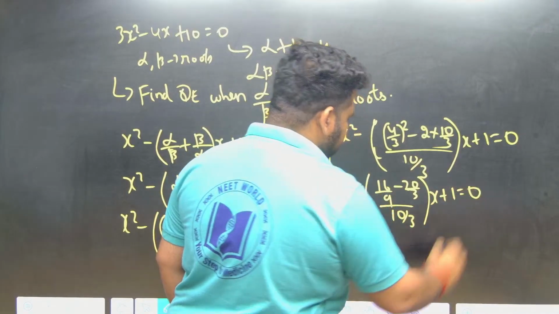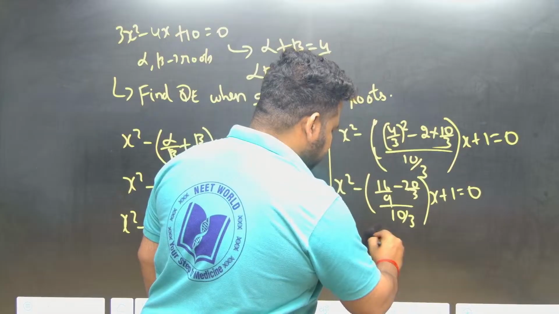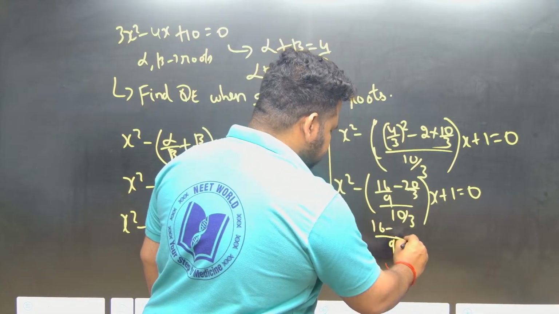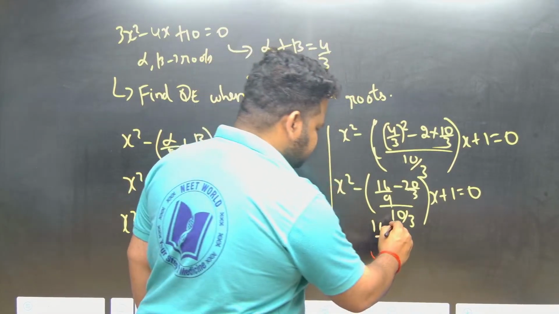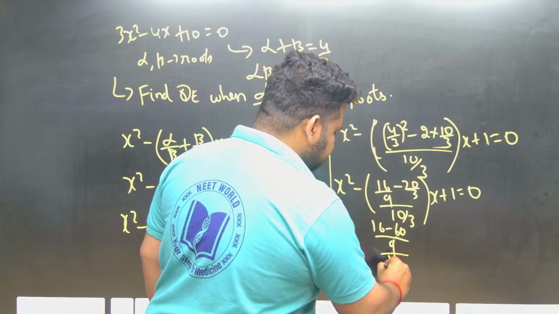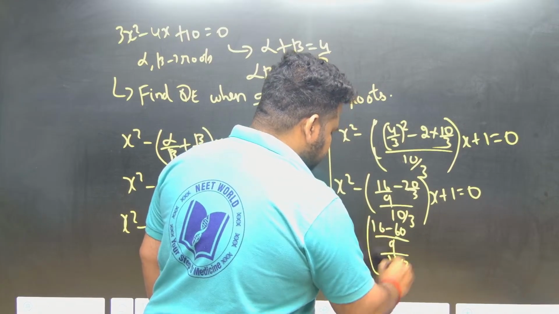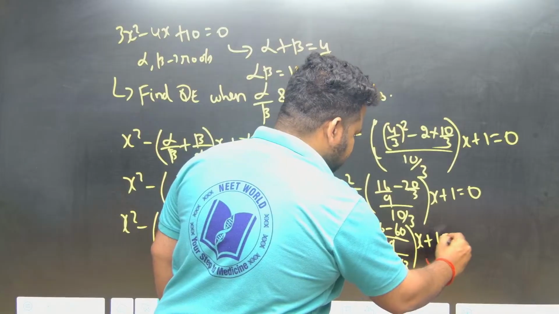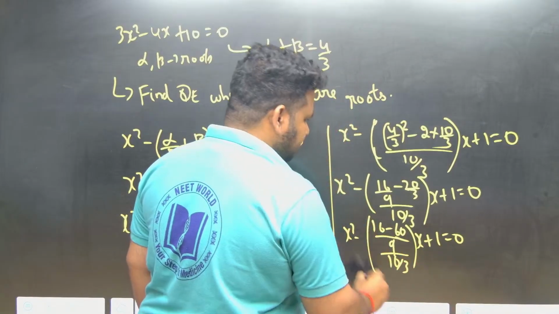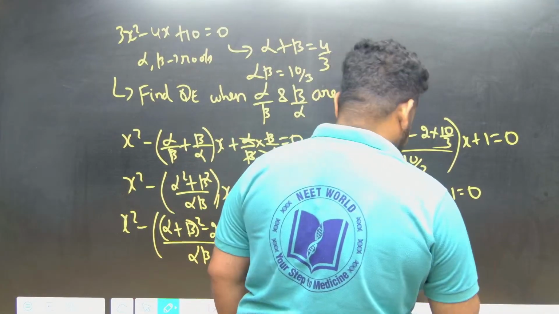equal to 0. Now if I take the LCM here, it will be 9. Okay, 16 minus, this is what? 3 threes are 9, this will be 60 by what is this? 10 by 3, this is into x plus 1 is equal to 0. Here x square minus. Okay, this implies what I can write here.